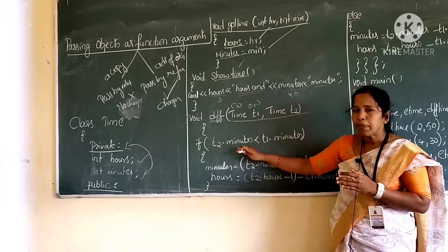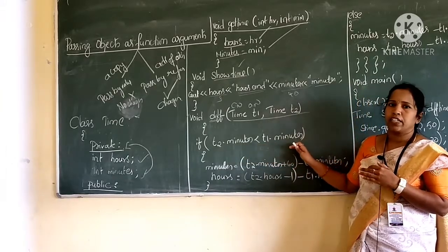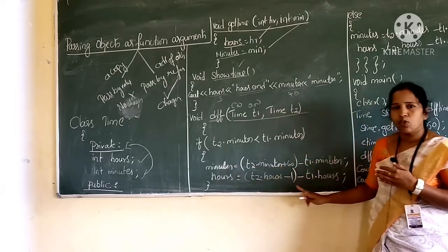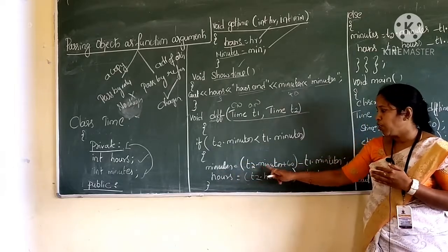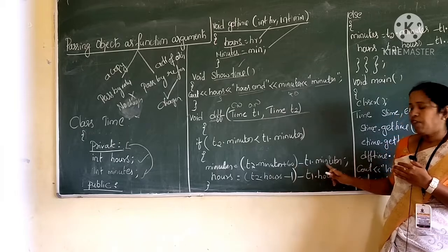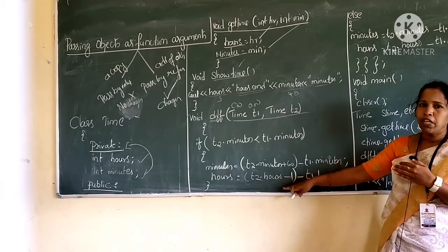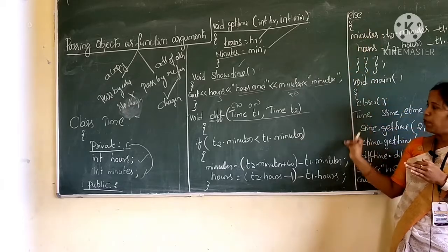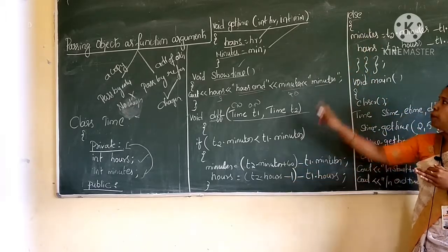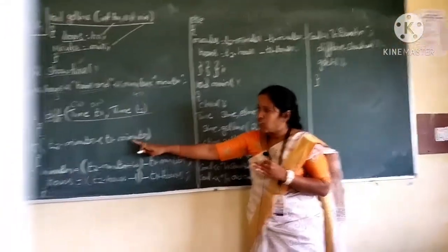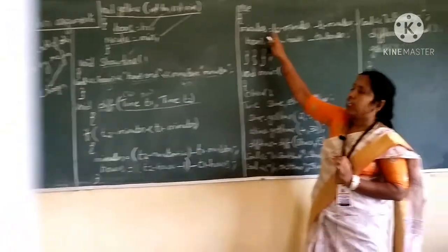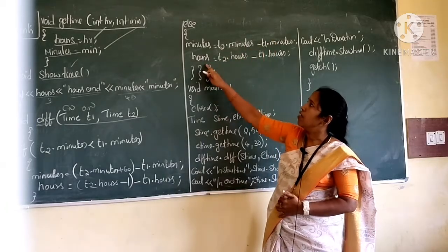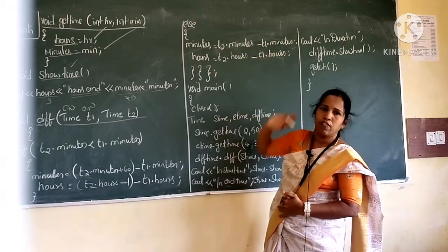Suppose if T2 dot minutes is less than T1 dot minutes, right, then in that case you have to calculate like this using this formula: minutes is equal to T2 dot minutes plus 60 minus T1 dot minutes. If we do the problem, then you can easily understand here. So this code is not required here till here. While explaining void main, automatically this will come. Now here, else, if it is not less than, then directly it is going to calculate minutes, T2 dot minutes minus T1 dot minutes, hours is equal to T2 dot hours minus T1 dot hours.